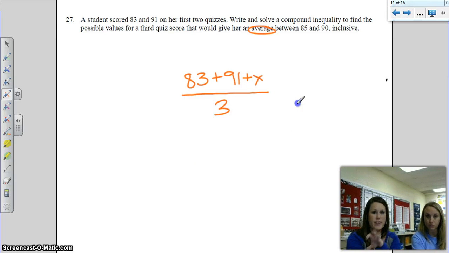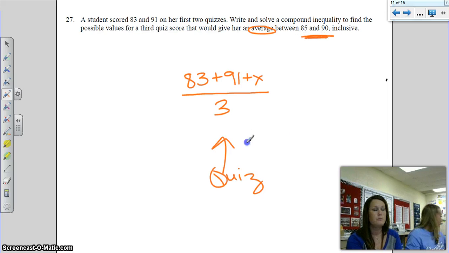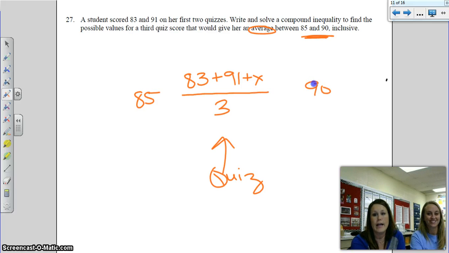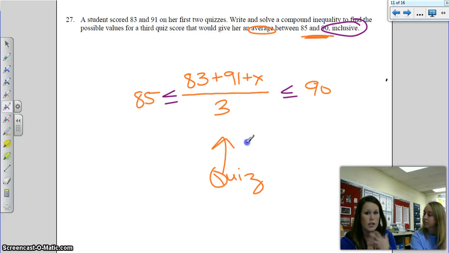So this right here represents the quiz average, and I want it to be between these numbers. The lowest score I can get would be an 85. The highest score I can get would be a 90. And we know that this is an "and," so we can do this. Now, I put equal to because it says inclusive. Include that number, put that equal sign. Now we're going to solve.